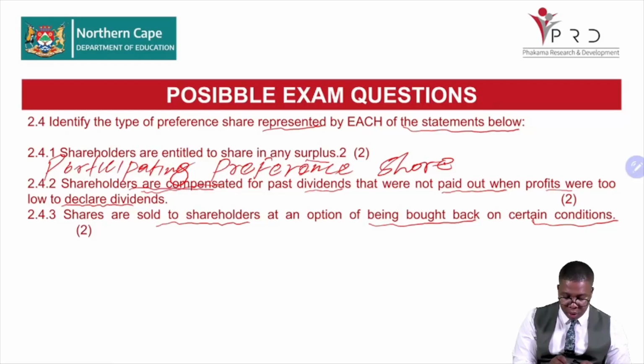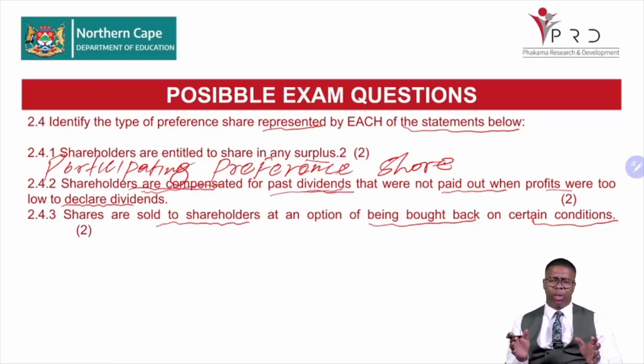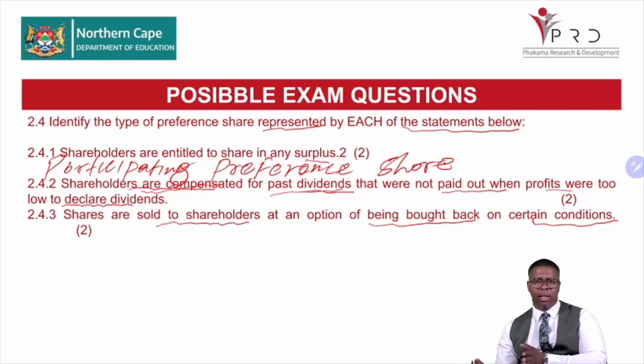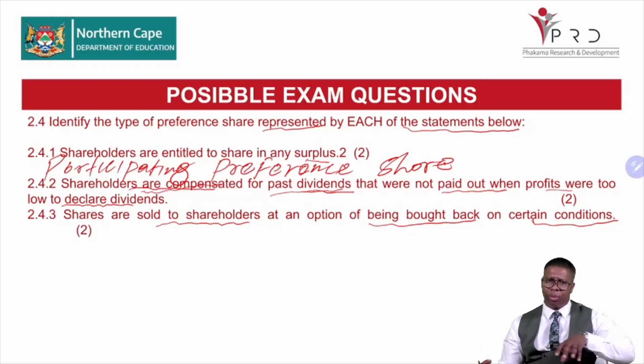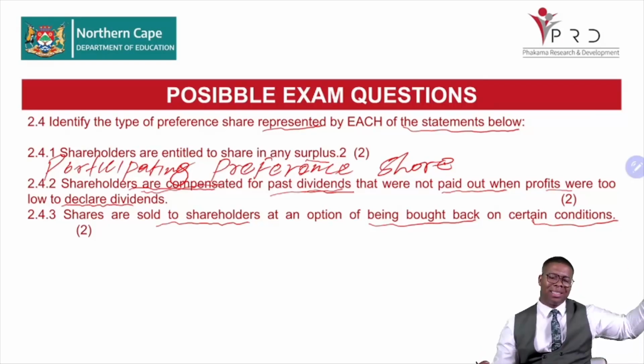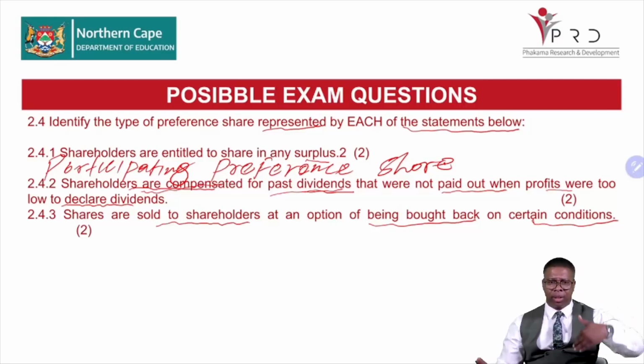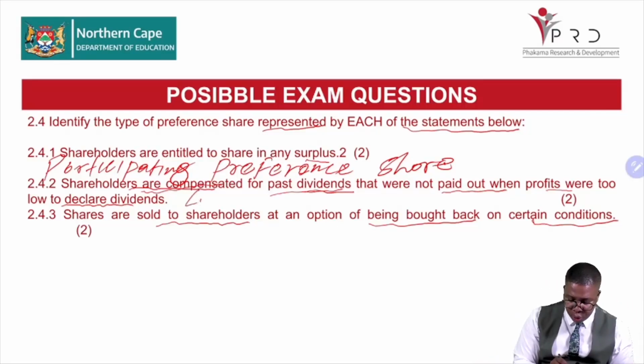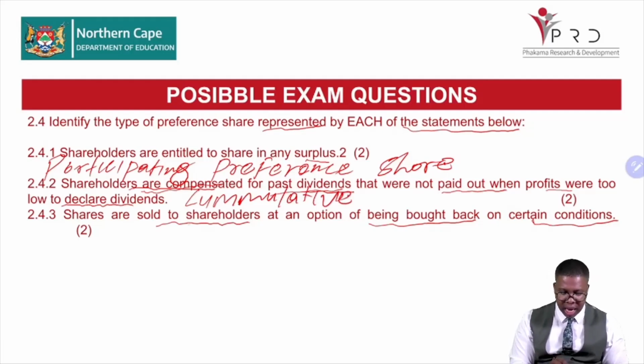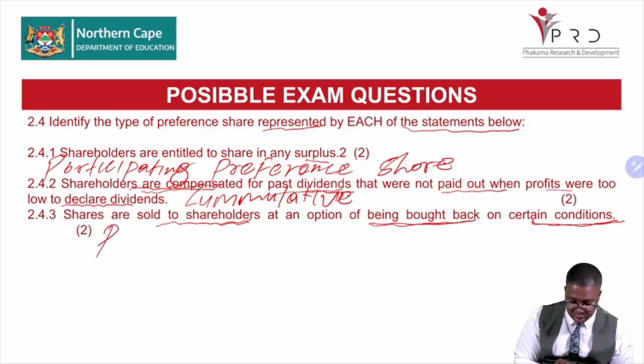And then when we say shareholders are compensated for past dividends, we look into cumulative now to say what is cumulative. Cumulative is when they are saying shareholders were not paid for the last 3 years, and then in the fourth year the company does very well. It means then the cumulative shareholder will have to be paid the past dividends that were not paid out, or the past profits that were not paid up. So this would then be cumulative preference share. Then we also have what? Shares are sold to shareholders with an option of being bought back on certain conditions. So this would be what we call redeemable.